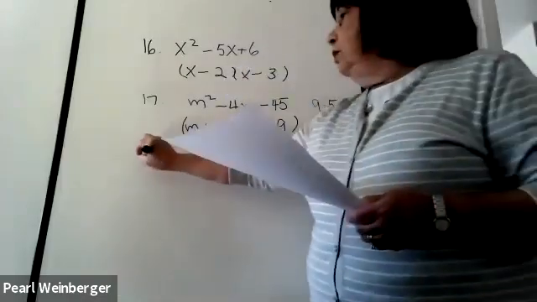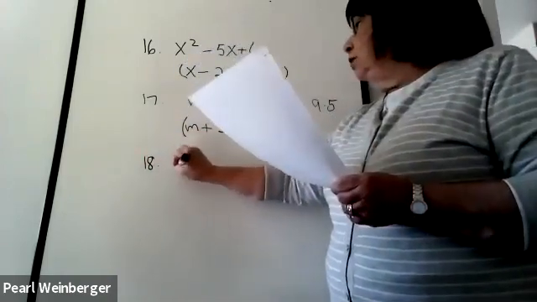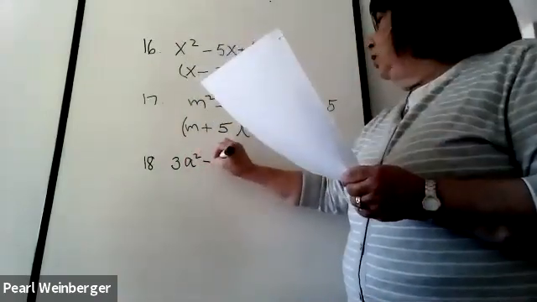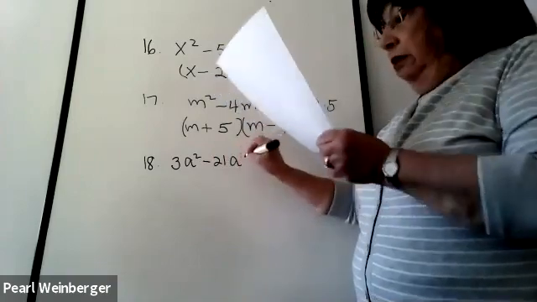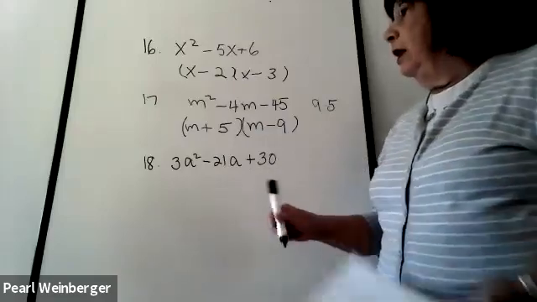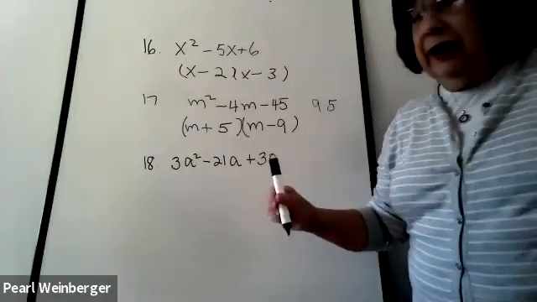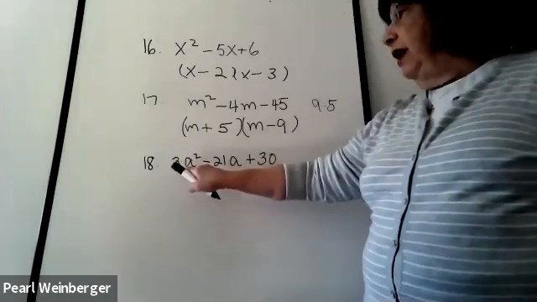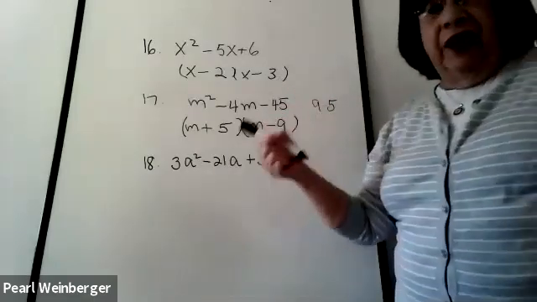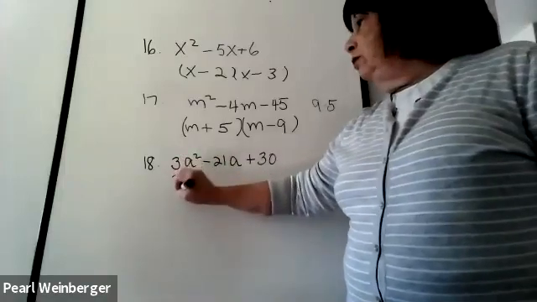Now question number 18 looks like this. It's 3a squared minus 21a plus 30. And again, my first step is to look for a common factor. And in this case, there is a common factor because this 3, 21, and 30 each have a factor. Each could be divided by 3. So the first thing I do is take out the 3.